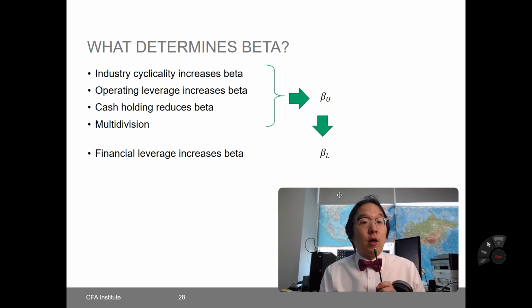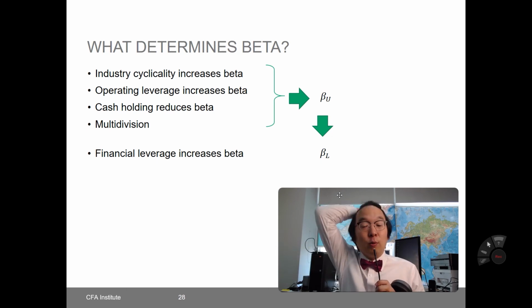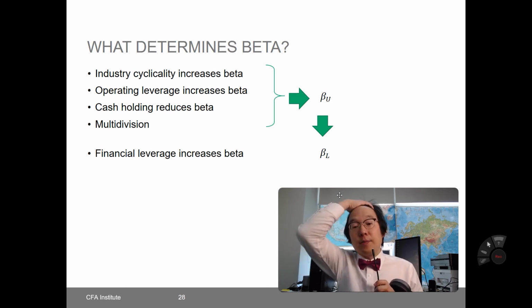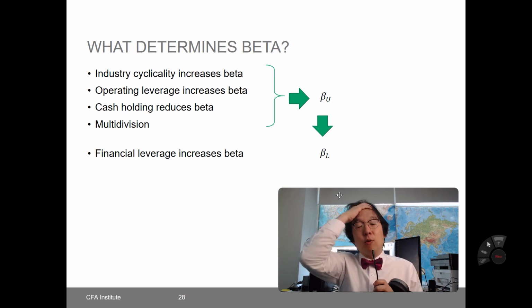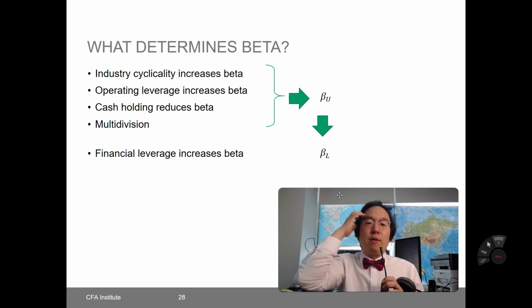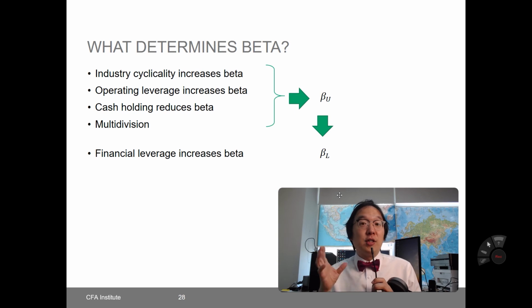Now, cash holding reduces beta. Cash holding in your company. If your business is nothing but holding cash, then what do you have? Cash is cash is cash. It doesn't go away. It doesn't hurt you, right? And cash is essentially risk-free. Where do you put your money? You save it in the bank and you get the interest income, which is close to the risk-free rate anyway.